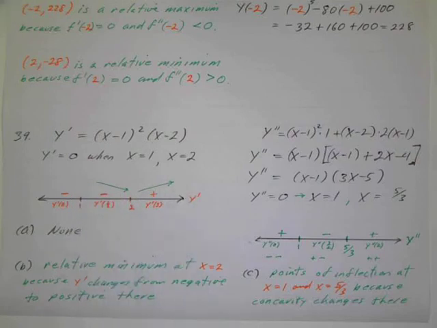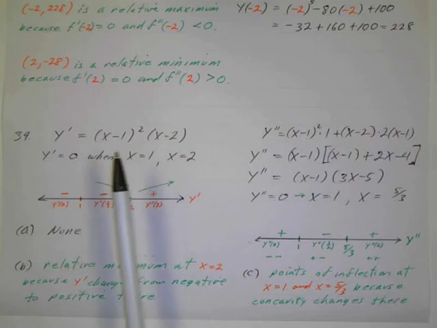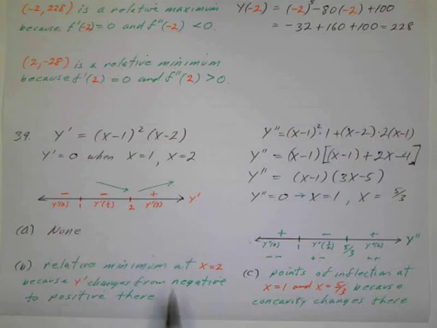All right. So they ask you about A, where there are any relative maximums. There's no relative maximums, none. But B, there is a relative minimum at x equals 2. Now we don't know what y is because we don't have the original function. So we'll just say at x equals 2 because y prime changes from negative to positive there. So that takes care of the relative extrema.